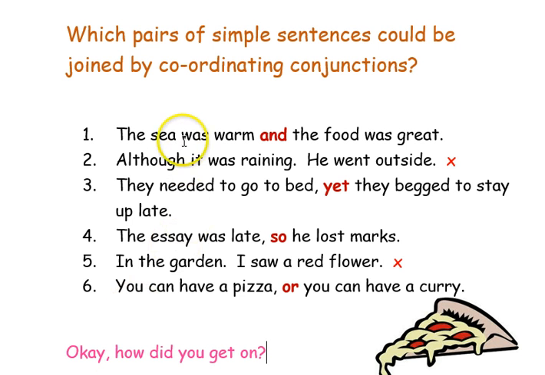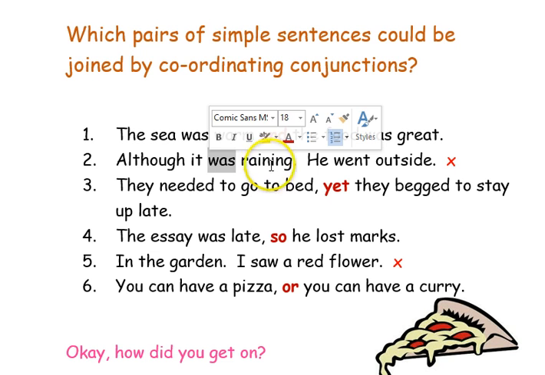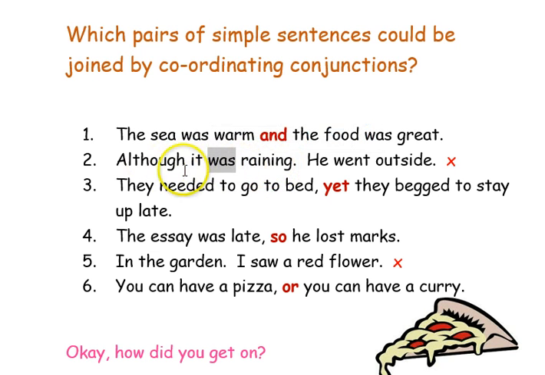Okay then, so we've got two simple sentences that make sense by themselves and can be joined together with a coordinating conjunction. We have the sea was warm and the food was great. Although it was raining: it is the subject and was is the verb, was raining. However, this doesn't make sense. It's not a simple sentence, so therefore it cannot be joined with a coordinating conjunction to he went outside. So they cannot be joined with one of the FANBOYS.